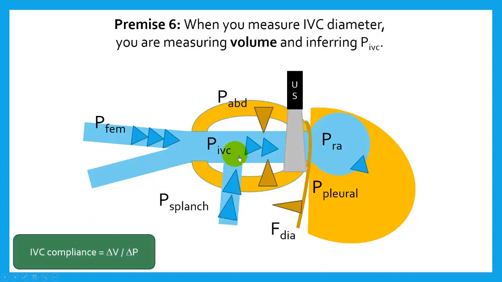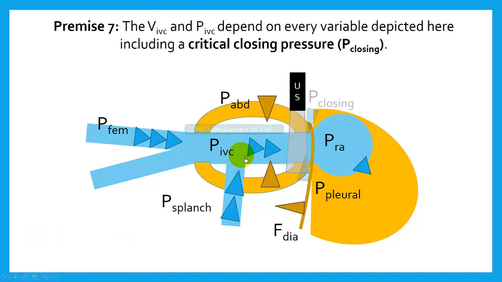IVC compliance is going to be the key variable that links the change in volume to the change in pressure. So we have to know a little bit about IVC compliance, make some inferences about it when we're thinking about how the IVC is behaving throughout the respiratory cycle, if we're going to use it to assess volume responsiveness. And ultimately, we'll see that the IVC volume and the IVC pressure depend on every single variable depicted here, including what is called a critical closing pressure.